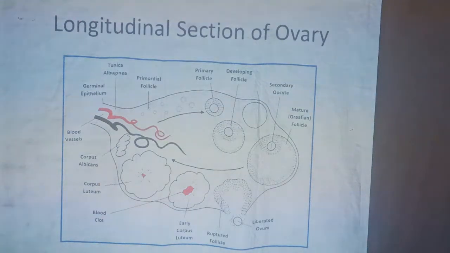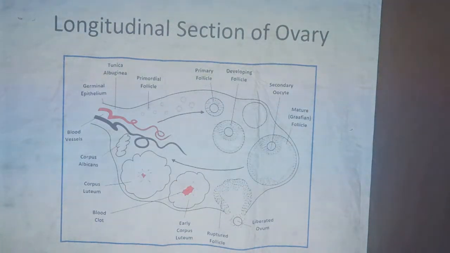Here you will also observe that there is a corpus albicans. Whenever it stops its work, it means the reproductive cycle has no need of the progesterone, then it degenerates, becomes non-functional, and forms just a small white spot which is not in a condition to release progesterone.